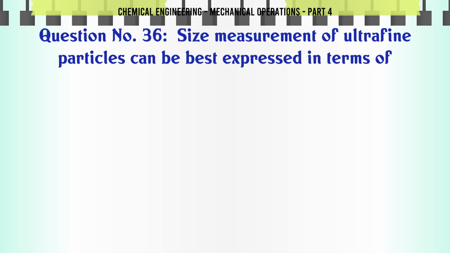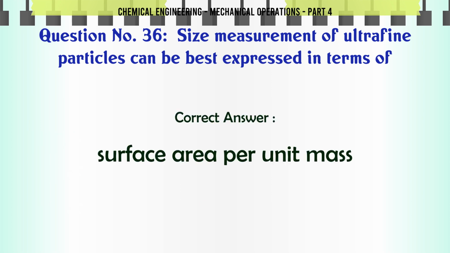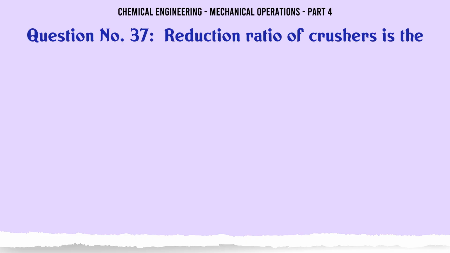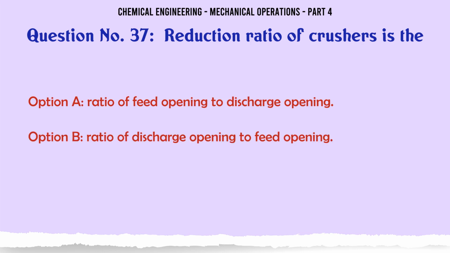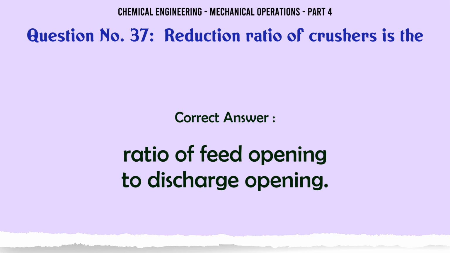Size measurement of ultrafine particles can be best expressed in terms of A. Centimeter, B. Screen size, C. Micron, D. Surface area per unit mass. The correct answer is surface area per unit mass. Reduction ratio of crushers is the A. Ratio of feed opening to discharge opening, B. Ratio of discharge opening to feed opening, C. Determining factor for minimum diameter of the feed and the product, D. None of these. The correct answer is ratio of feed opening to discharge opening.